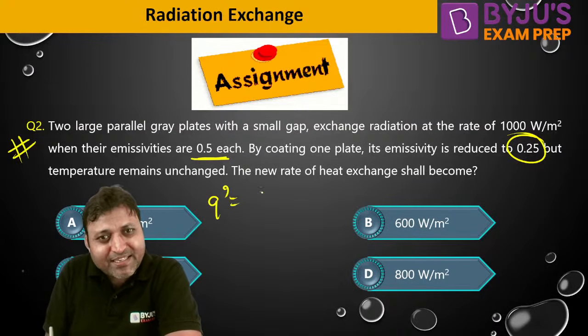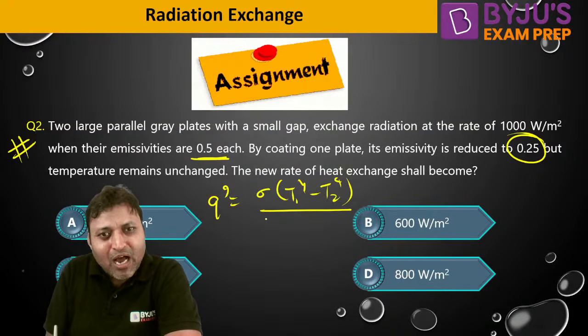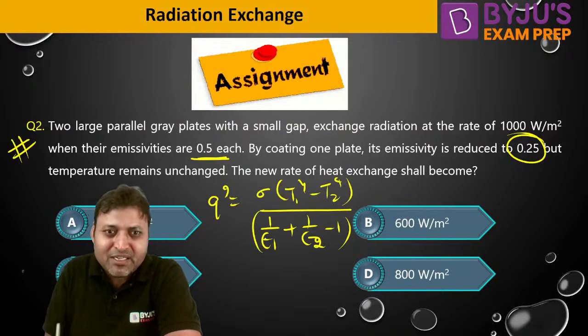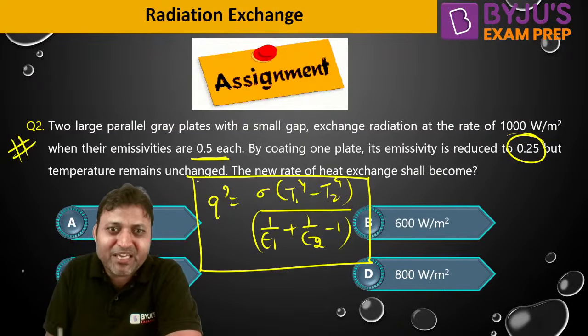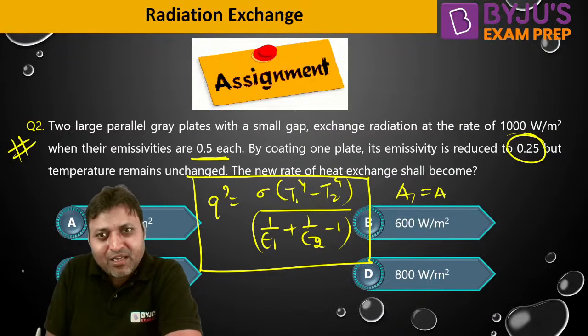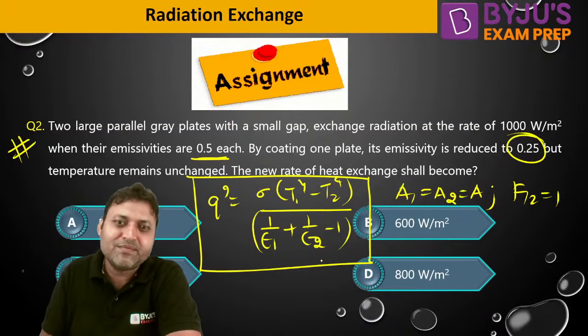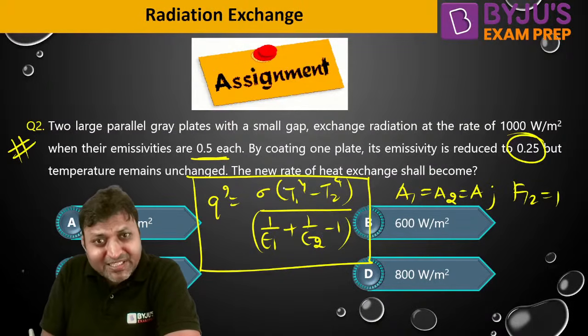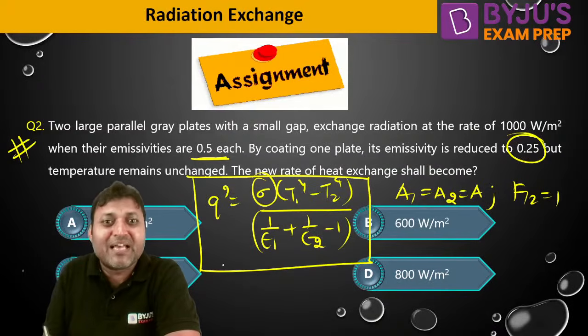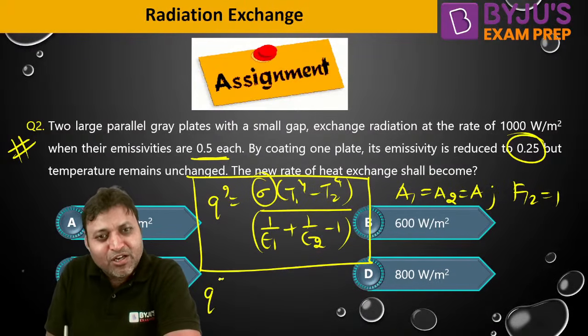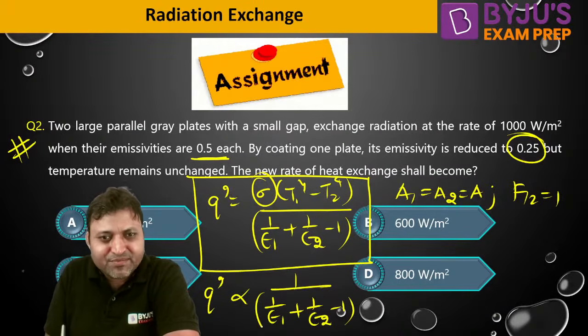So Q dash is given by sigma into T1 to the power 4 minus T2 to the power 4 upon 1 by epsilon 1 plus 1 by epsilon 2 minus 1. That is the original expression when we consider A1, A2 is equal to A and F1 to 2 is equal to 1. So this is the expression because the temperatures are still the same. Sigma is the Stefan-Boltzmann constant. So Q dash is inversely proportional to 1 by epsilon 1 plus 1 by epsilon 2 minus 1.